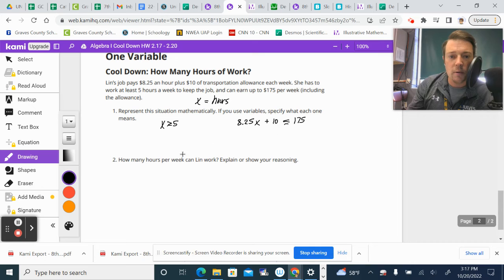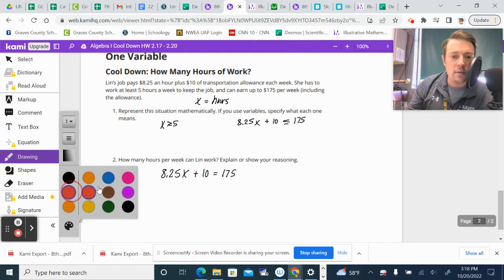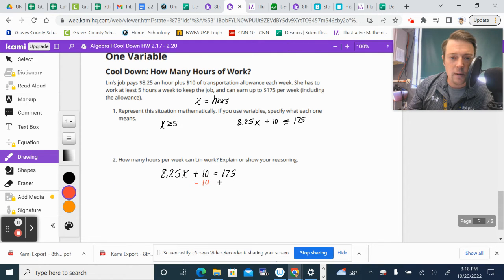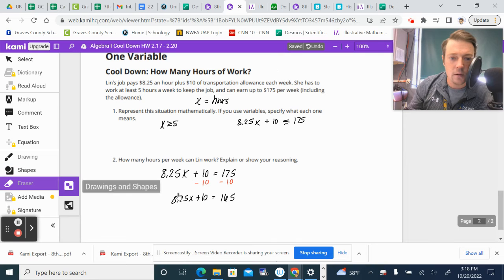So what I'm going to do is write down 8.25 times x plus 10 equals 175. Let's treat this inequality as if she was going to make $175 on the nose. And so I would go about my process of solving this equation, get rid of the 10, drops me down to 165 on the right. And then we have the 8 and a quarter x plus 10 on the left. Oh, sorry, that's gone. I don't know what I'm thinking. The 10's gone, right?